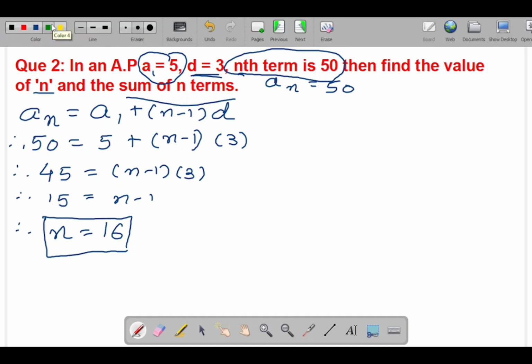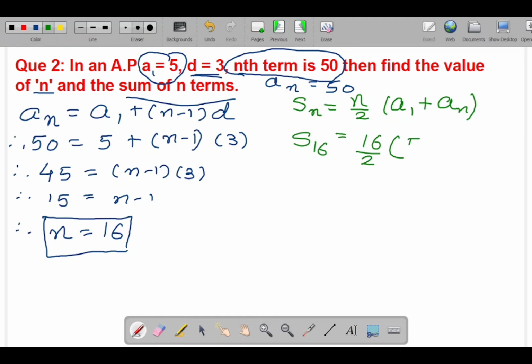So that is the first case. Now our main question is to find the sum of n terms, that means the sum of 16 terms. The formula for Sn is n by 2 into, now here I am using another formula, because I know the last term, so I can use it directly by using this formula. So I want to calculate S16, which equals 16 upon 2 into (a1, which is given as 5, plus an, which is 50).